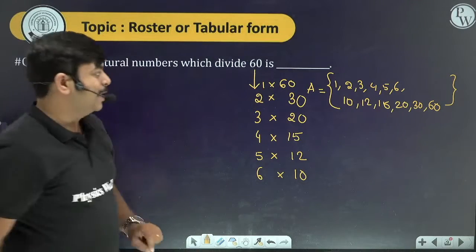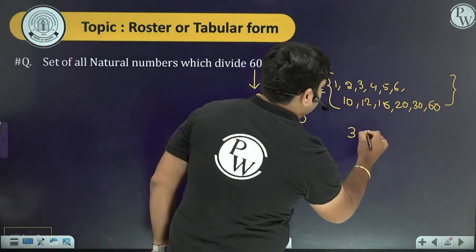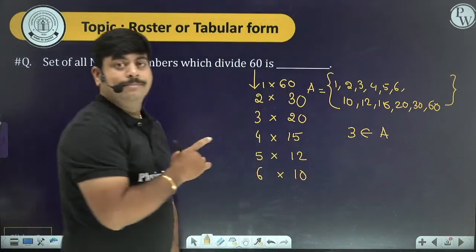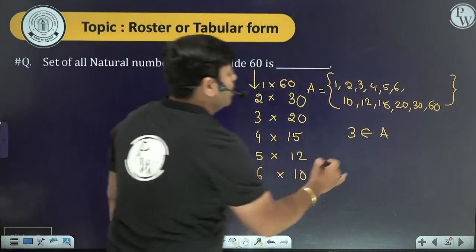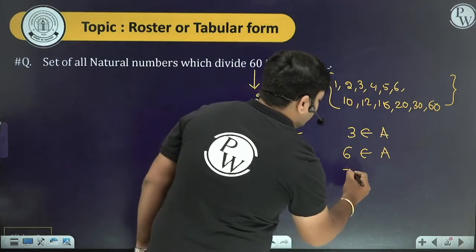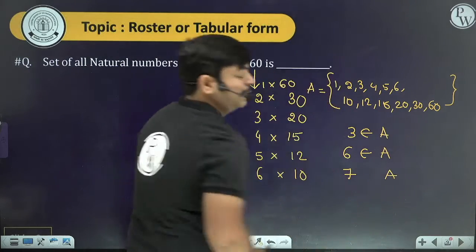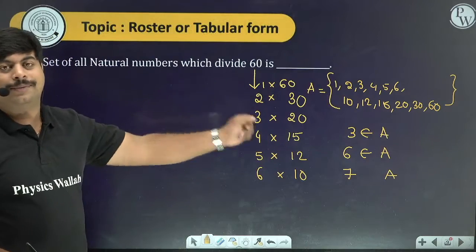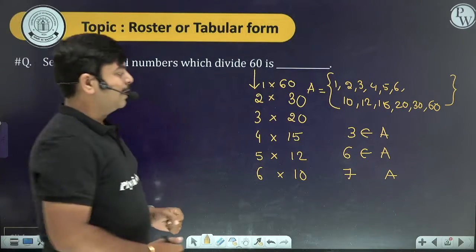I can say here, the number 3 belongs to A. That symbol: 3 belongs to A. 6 belongs to A, right? But if I say 7, what can I use here? 7 does not belong to A. Right, students? Are you all understanding?